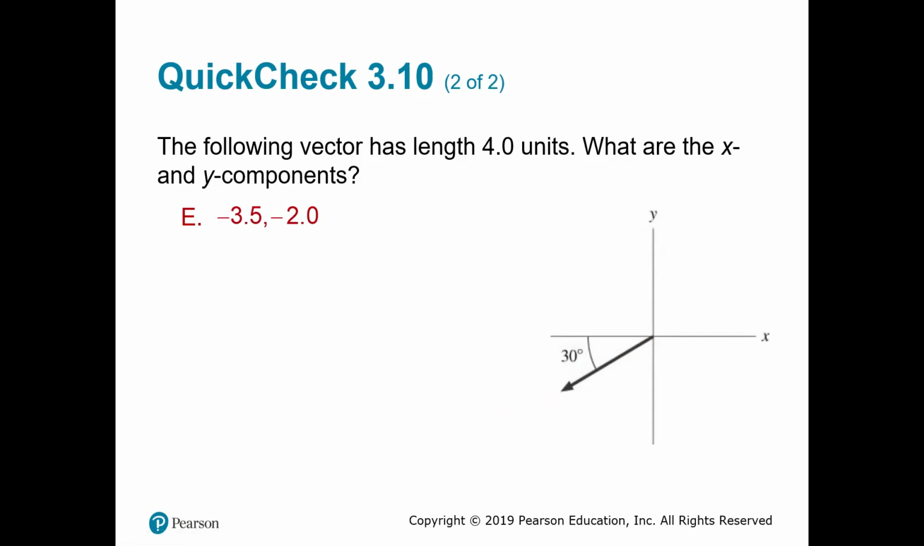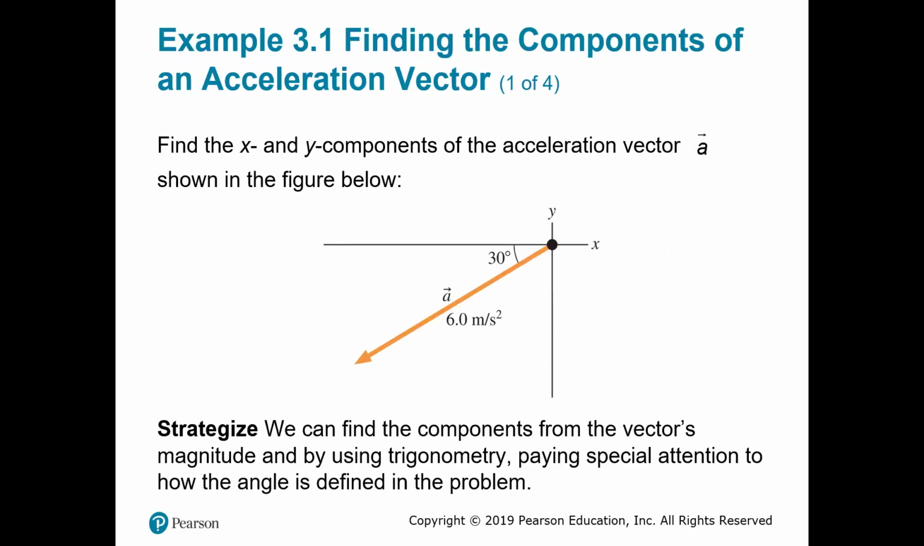I highly recommend you solve this very carefully, okay? And again, a similar question, we have an acceleration vector. So basically, it doesn't matter which type of vector you have. It can be acceleration, velocity, displacement, or force. Any type of vector, you've got to use the same method to find the components of each vector. So again, magnitude 6, angle 30.